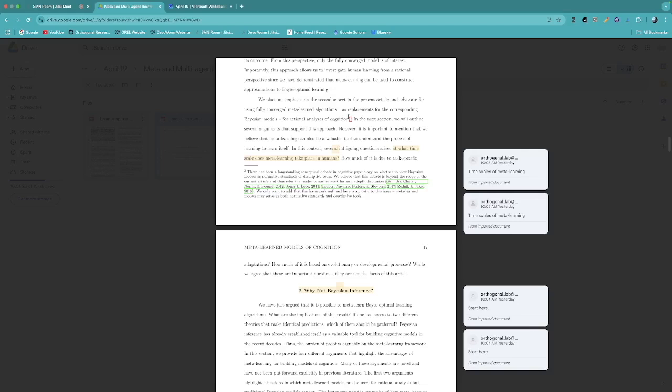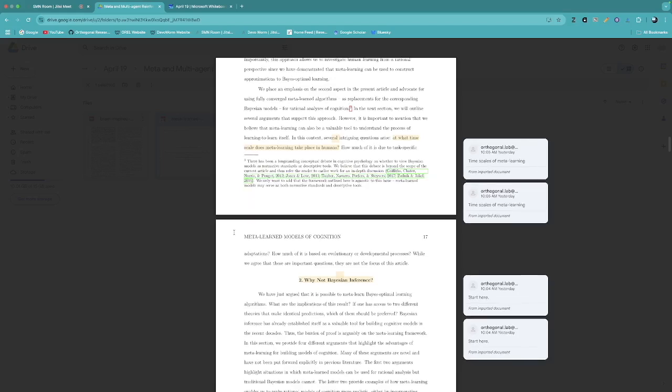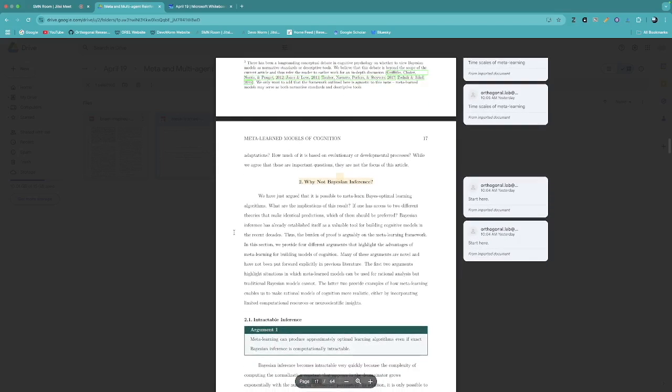So that's another question, and those are the 3 questions that they bring up. While we agree that these are important questions, they're not the focus of this article. But those are good things, I think, to frame everything under and understand what the consequences, or what the outcomes, of meta learning are.